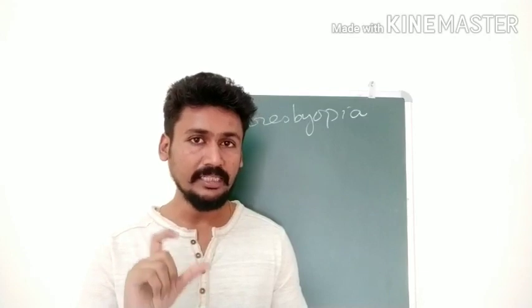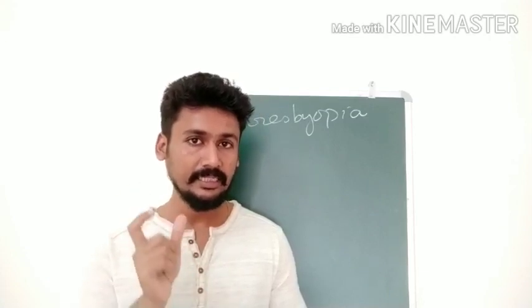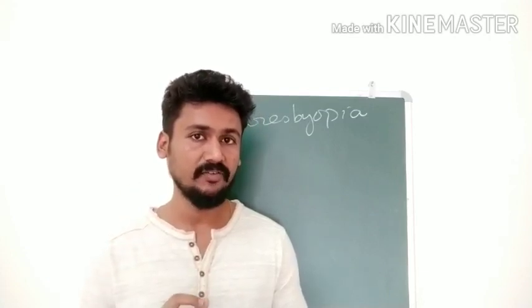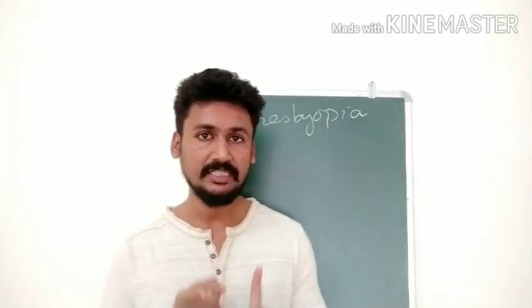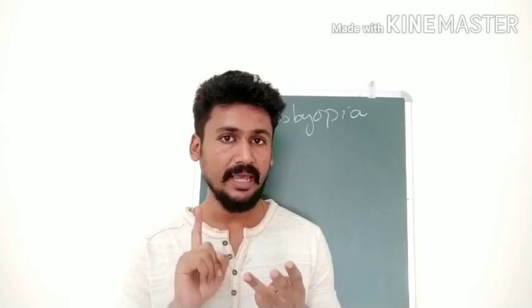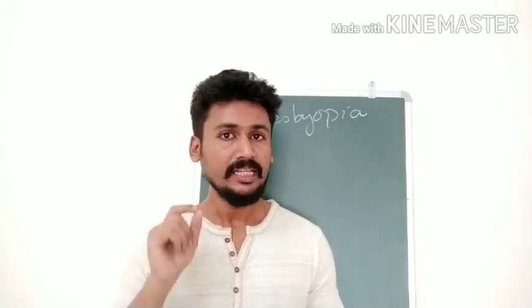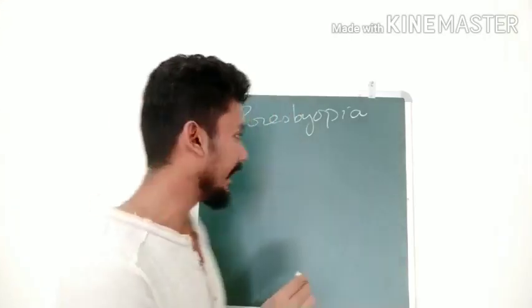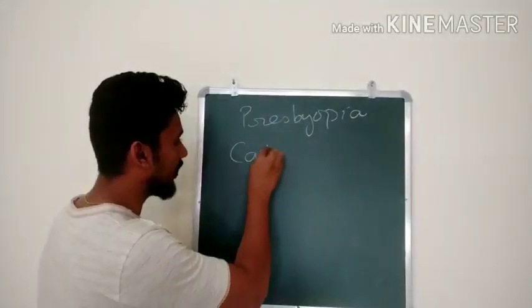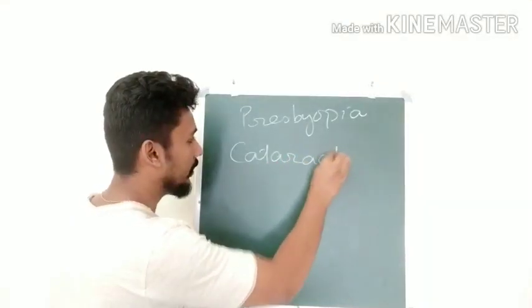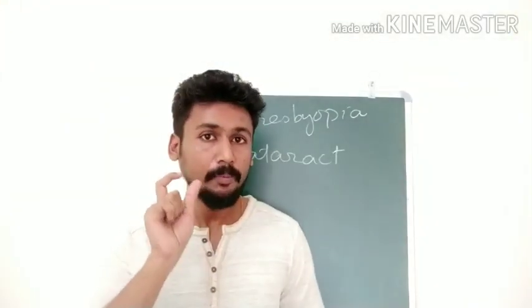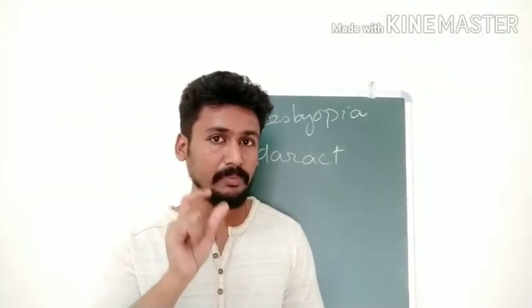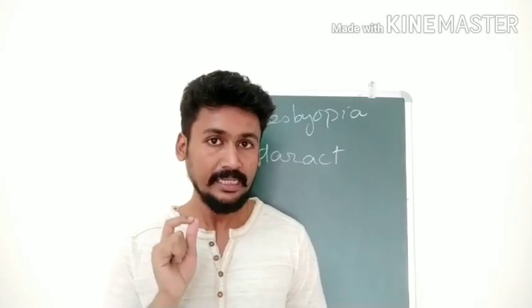Depending upon this, a corrective lens is suggested for people suffering from presbyopia. So these are the three major eye defects: myopia, hypermetropia and presbyopia. Now there is one more defect called cataract. I think you must have heard about it if there are any old people in your house. Cataract is basically when the lens of the eye becomes whitish, milky white in color. That is called cataract.